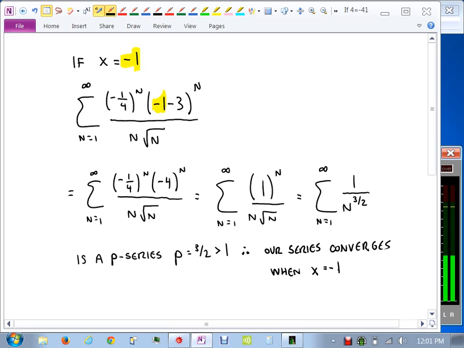Any questions, though? This is a lot of work you have to do for these because you have to do a ratio test, figure all that out first, then that'll give you your interval. Then at each endpoint you have to do a separate test, which might turn out to be p-series. Who knows what it's going to be?